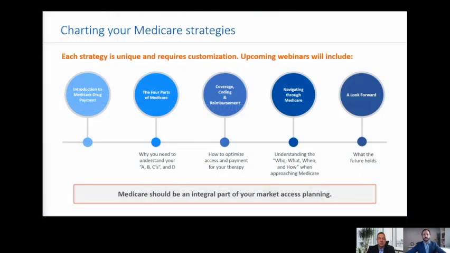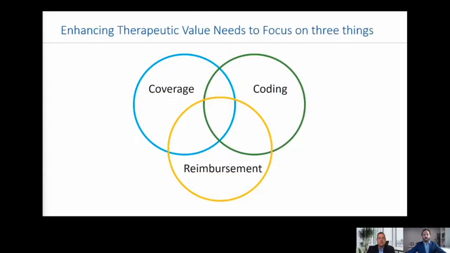So the first two sessions, webinars, we looked at Medicare from the 4 parts, A, B, C, and D. This time around, we'll be looking at coverage, coding, and reimbursement, and how each of these lead into optimizing not only access, but the value of therapies in general. Now, John, when we talk about coverage, there are several types. Can you speak to these and how Medicare goes about determining coverage for these biologics or pharmaceuticals, and does this differ from what commercial plans do?